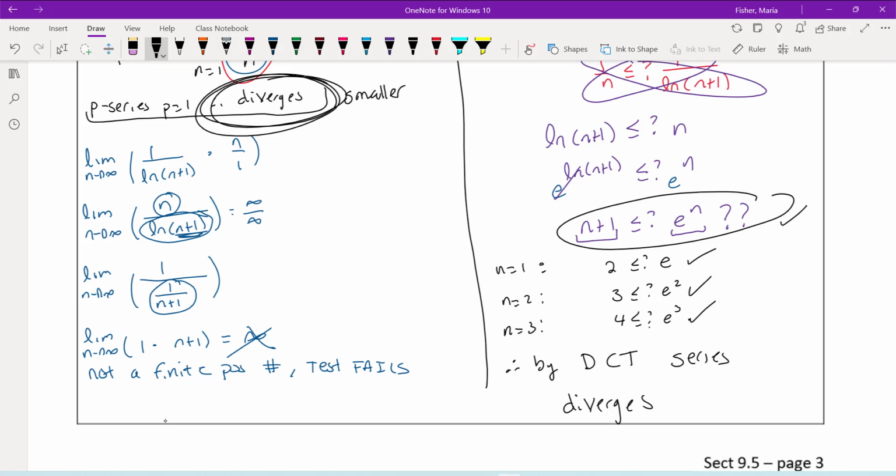We don't try the alternating series test on this series because it's not alternating. You can only use the alternating series test on a series that alternates. That's it for alternating series.